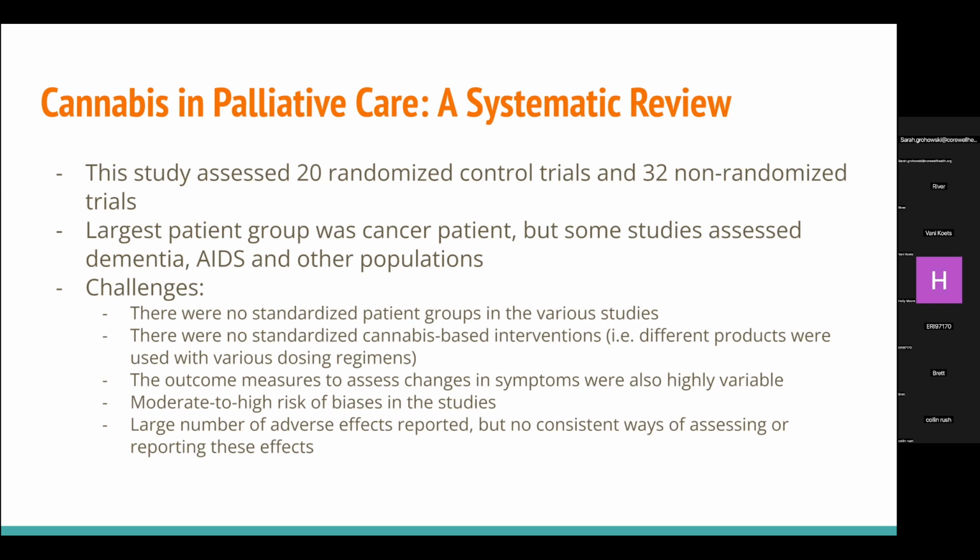So moving forward to inform evidence-based practices, it would be helpful for researchers to consider different aspects of high quality trial design, including standardizing participants, standardizing interventions, and making it easier to analyze the adverse effects that are being reported, and having the ability to perform a meta-analysis on their findings.